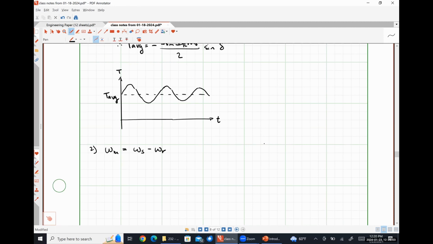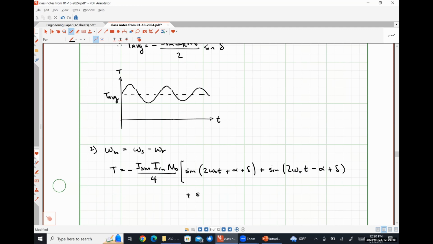In this single phase induction motor, our torque is going to be equal to negative ISM IRM times M naught over 4. And then we're going to have another big sinusoidal function, but it's not going to be as scary as last time. The sine of twice omega st plus alpha plus delta, plus the sine of twice omega rt minus alpha plus delta, plus the sine of twice omega st minus twice omega rt minus alpha plus delta, and then finally plus the sine of just alpha plus delta.